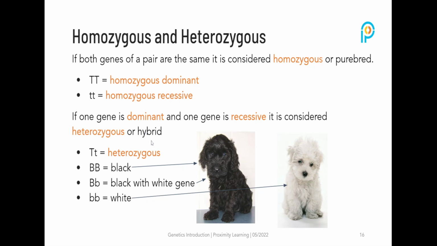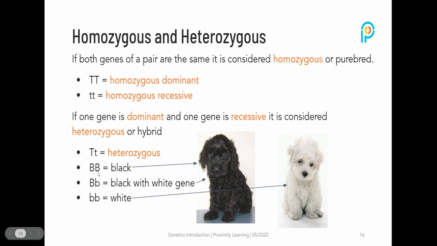To get heterozygous, one gene is dominant and one gene is recessive. This is heterozygous, or a hybrid. So you have an uppercase and a lowercase. That's heterozygous.